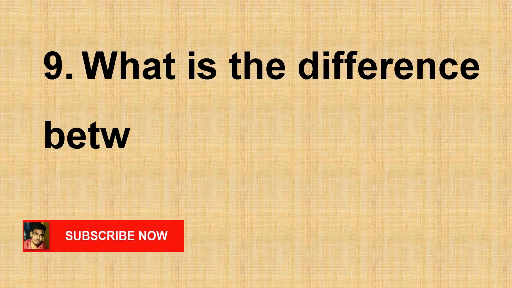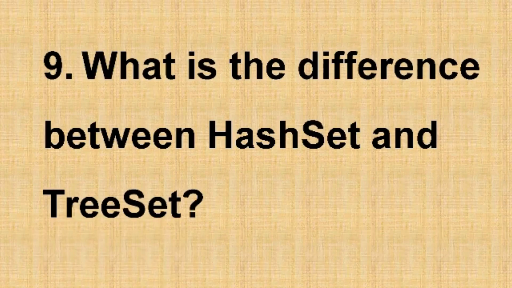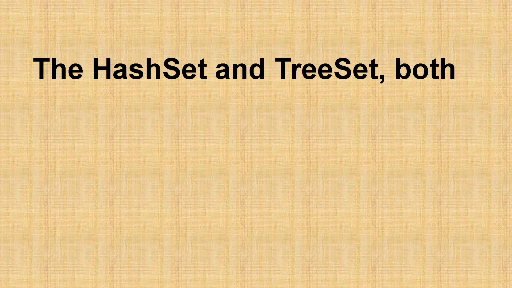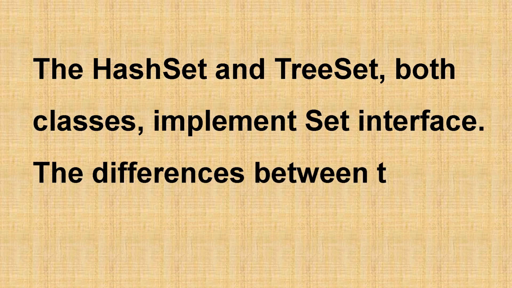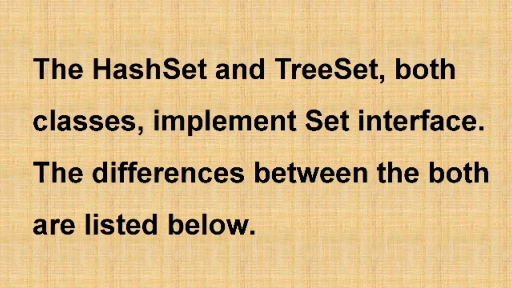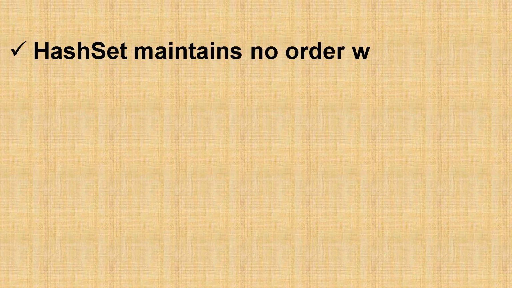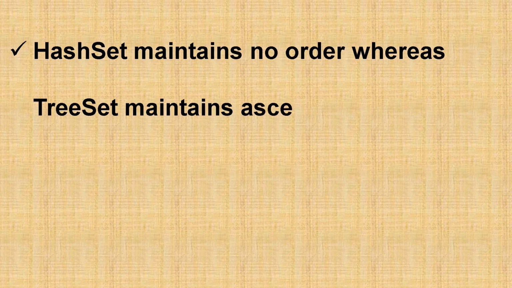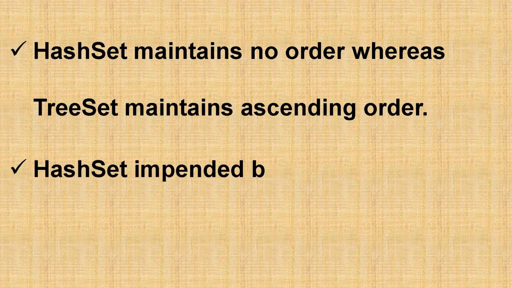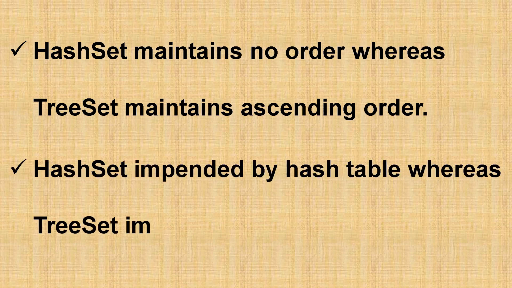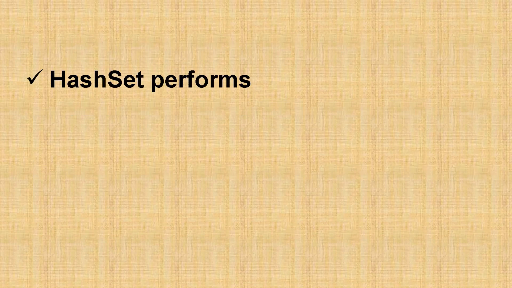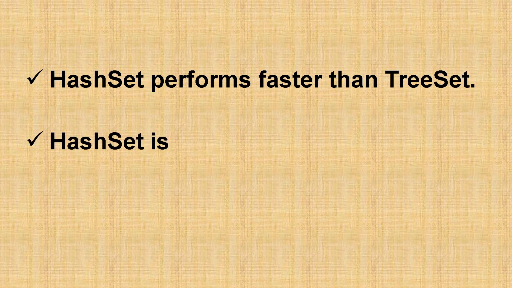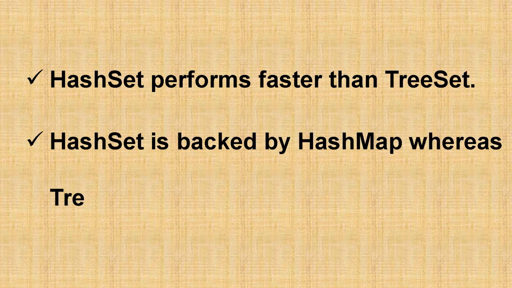What is the difference between hash set and tree set? The hash set and tree set, both classes, implement set interface. The differences between the both are listed below. Hash set maintains no order whereas tree set maintains ascending order. Hash set is implemented by hash table whereas tree set is implemented by a tree structure. Hash set performs faster than tree set. Hash set is backed by hash map whereas tree set is backed by tree map.